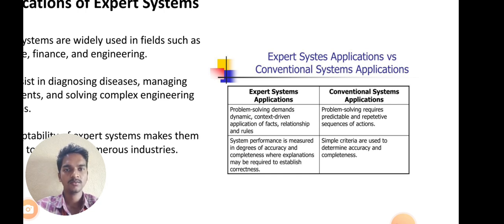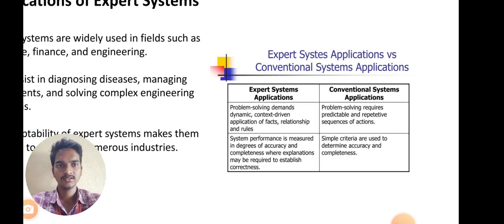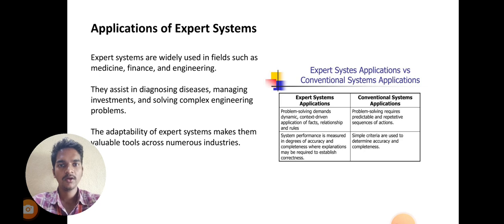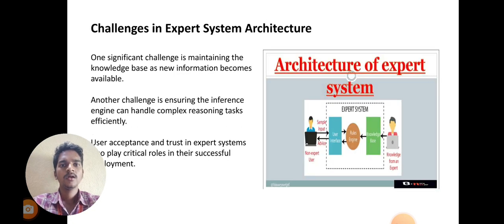And next, let us come to expert system applications. System performance is measured in degrees of accuracy and completeness, where explanation may be required to establish correctness. Next, about conventional system applications: simple criteria are used to determine accuracy and completeness. So after reading this, we have gotten a small idea of the applications of expert and conventional systems. Let us move on to the next topic.